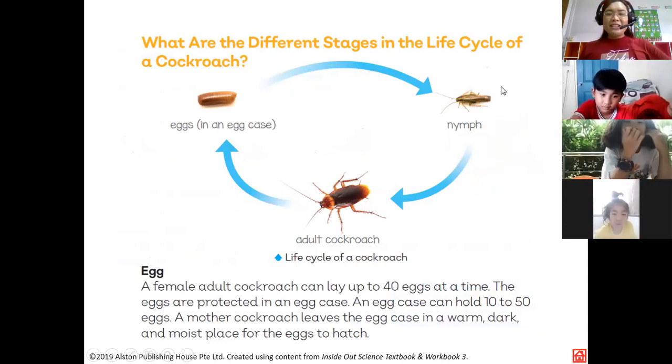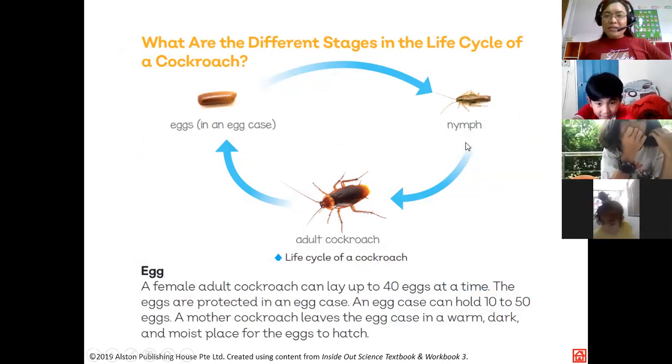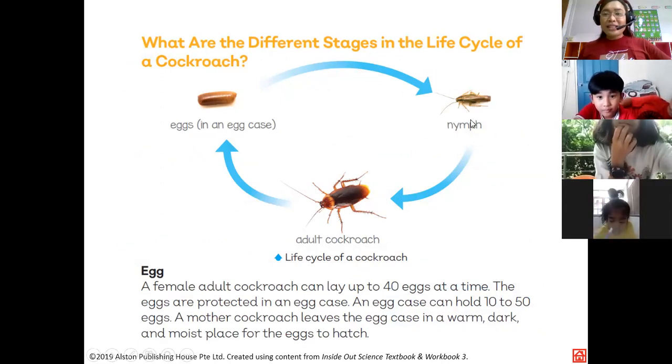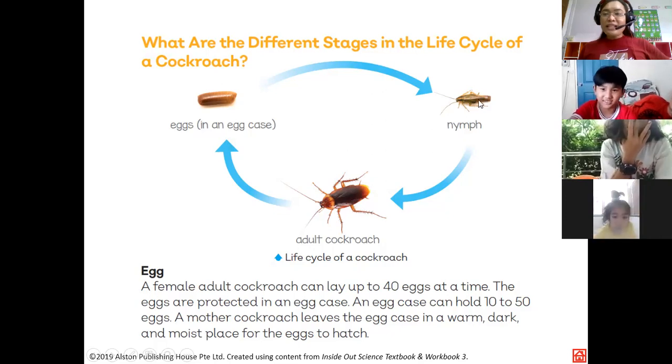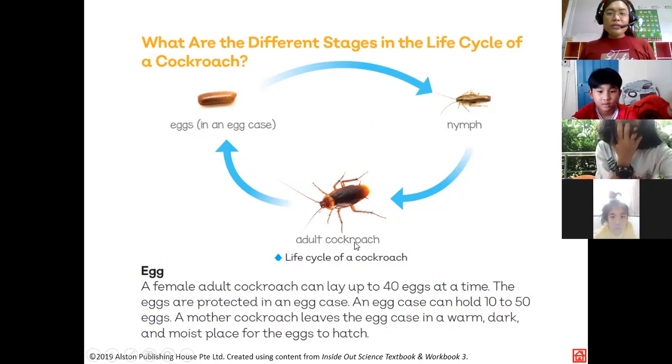Egg in an egg case. Okay, very good. What's this one? This one is called nymph. What is the second stage? Nymph. Very good. And the next one is the adult cockroach.